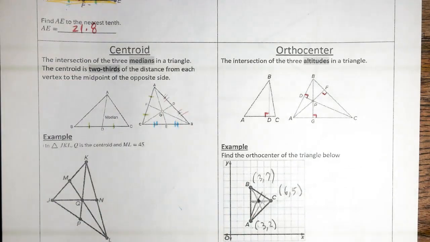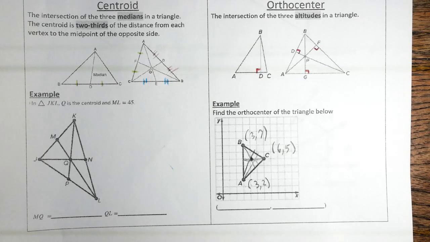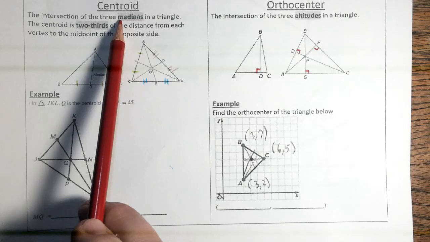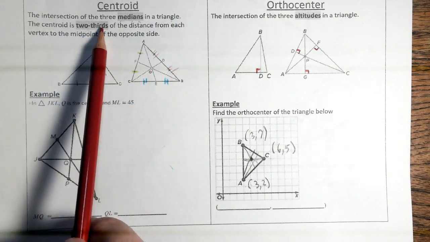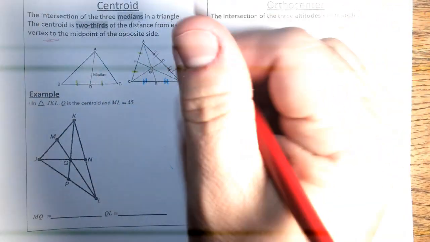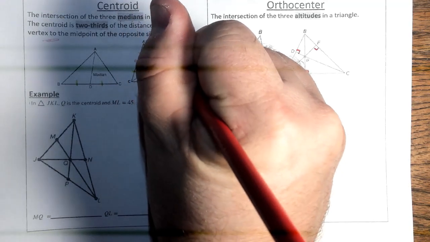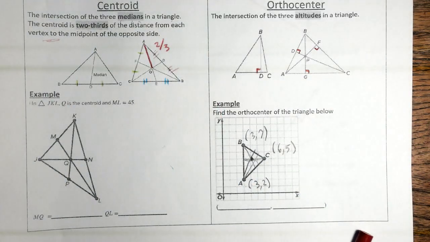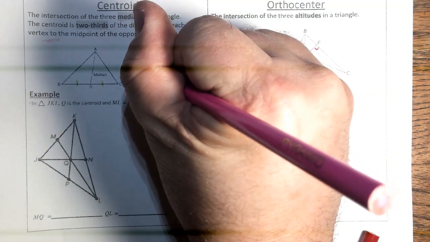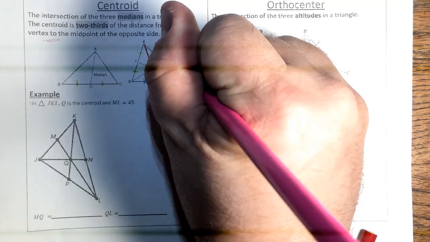All right, bottom of the page. All right, on the left, got the centroid. I've already colored it in to save us a little time and shorten our videos. So the centroid, that's the intersection of the three medians of the triangle. The centroid is 2/3 the distance from each vertex to the midpoint of the opposite side. So the side going to the vertex, this is the 2/3. And this side from the centroid to the midpoint of the opposite side is the 1/3.